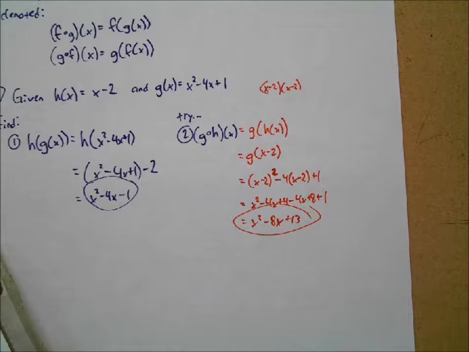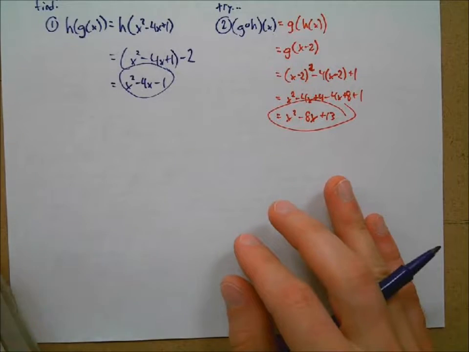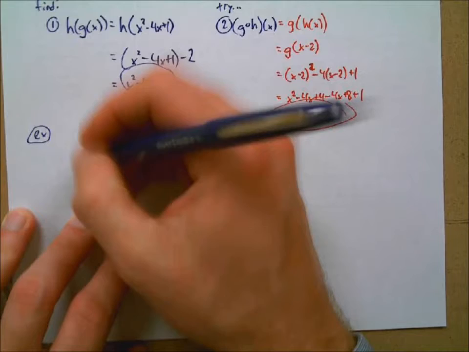So it's x squared minus 4x plus 4 minus 4x plus 8 plus 1. Yes, and then combine like terms. Good. Okay. All right, moving on here. Let's try another one.